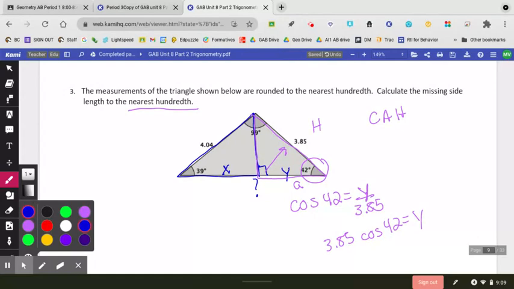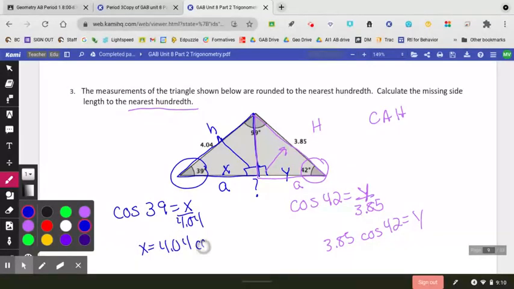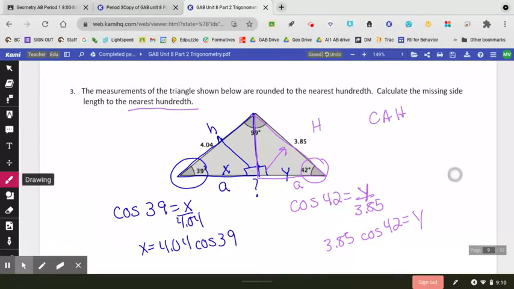So now I'm going to do the blue triangle. So again, here's my angle. I'm again looking for the adjacent side, and I know the hypotenuse. So again, it's cosine of 39 equals x over 4.04. X again is 4.04 times cosine of 39. And again, that's a decimal, and I want to round to the nearest hundredth, but I only do that at the end.